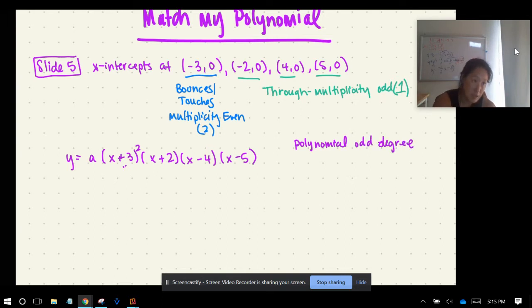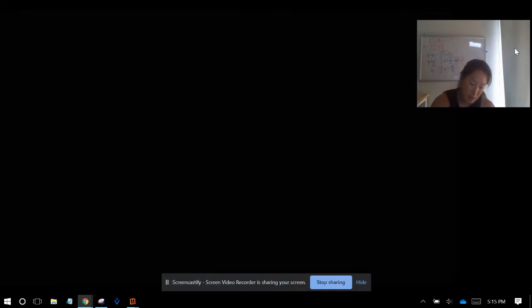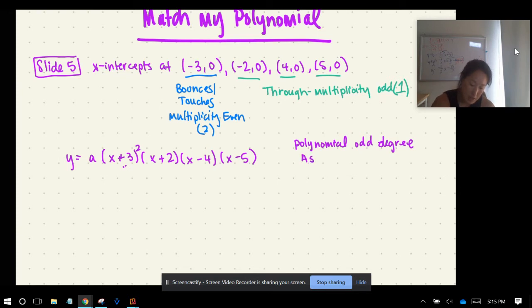And from my graph, I can tell that since the end behavior goes up on the right and down on the left, as x goes to infinity, y goes to infinity, and as x goes to negative infinity, y goes to negative infinity. This means that the leading coefficient is positive, or greater than 0. All right, so we're going to solve for our a value.